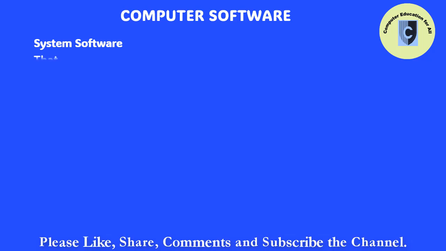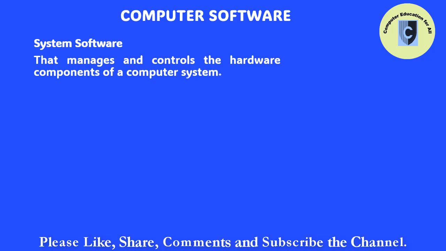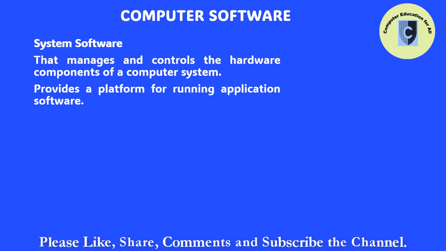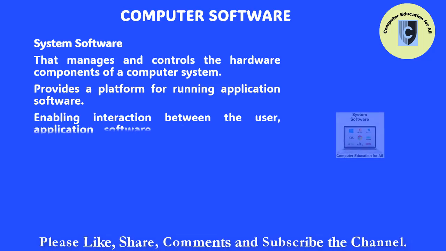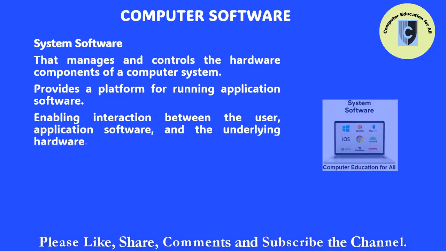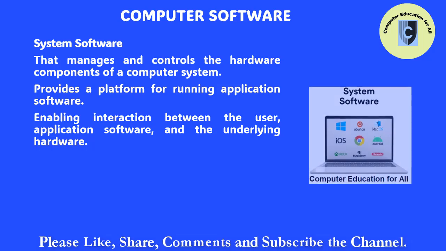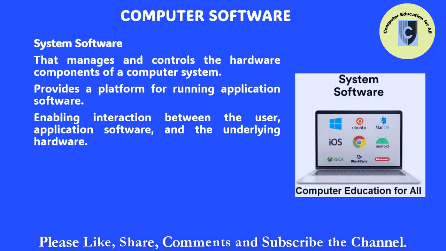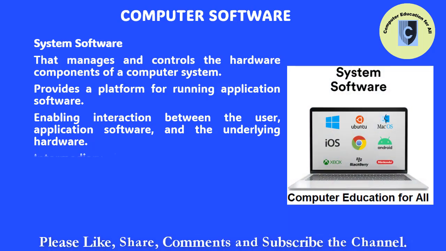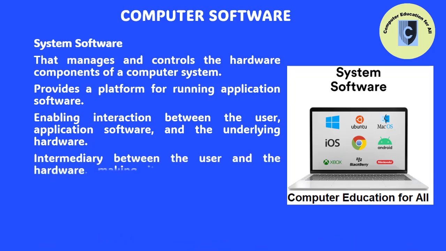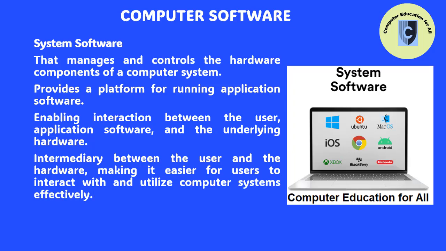System software refers to a type of computer program that manages and controls the hardware components of a computer system, as well as provides a platform for running application software. It plays a crucial role in enabling interaction between the user, application software, and the underlying hardware. System software serves as an intermediary between the user and the hardware, making it easier for users to interact with and utilize computer systems effectively.